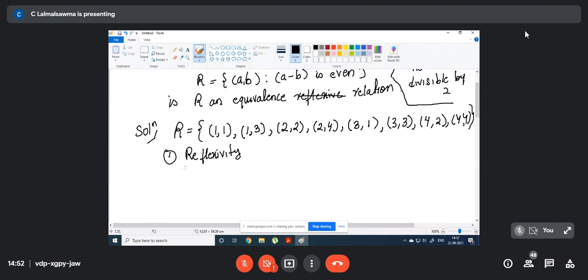Because 1 1, 2 2, 3 3, 4 4 is present, belongs to R. Therefore, R is reflexive.